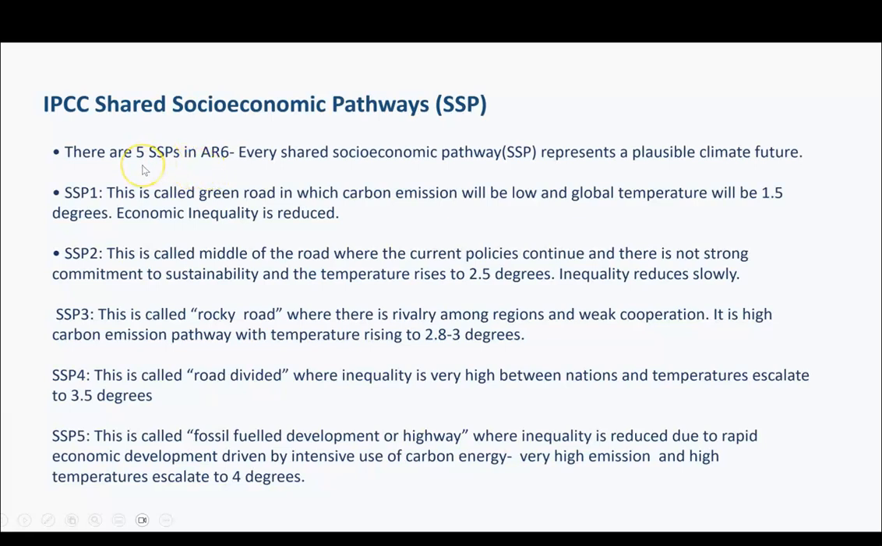This is a very germane and important point you must hold on to. Inside the AR6, created by the IPCC, there are 5 Shared Socio-Economic Pathways. Each of them represents a plausible climate future. That's what I've just said. So we have SSP1, SSP2, SSP3, SSP4, and SSP5. We are going to look at them one by one.